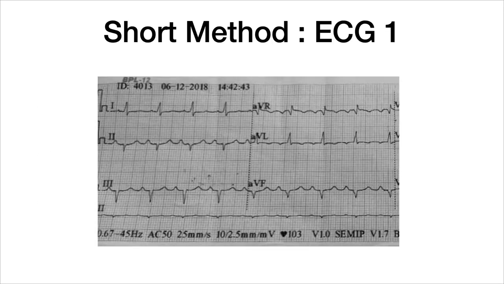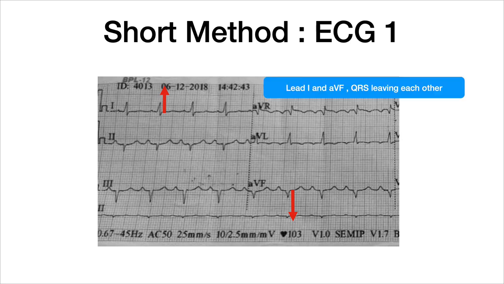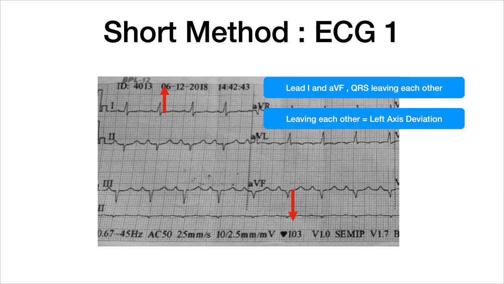So we're going to look at some examples of the short method. In ECG 1 we see 1 and AVF. 1 is predominantly positive, AVF is negative, and so they look like they're leaving each other. So as I said, leaving each other equals left axis deviation. L for leaving, L for left axis deviation.